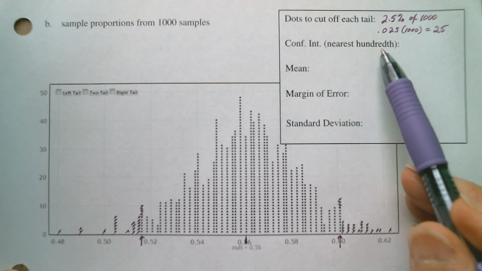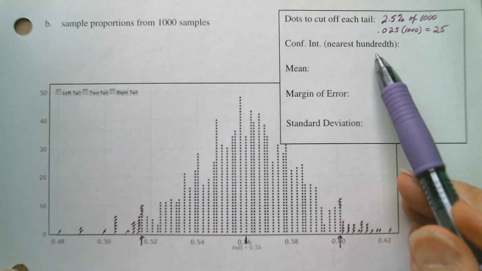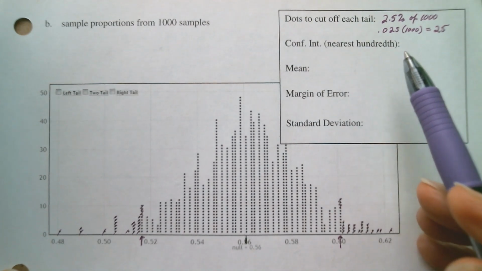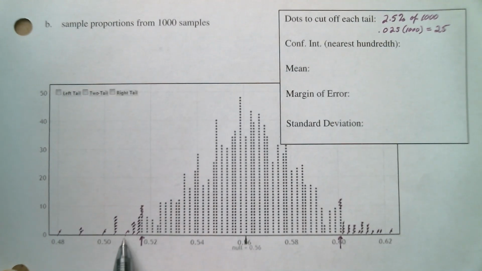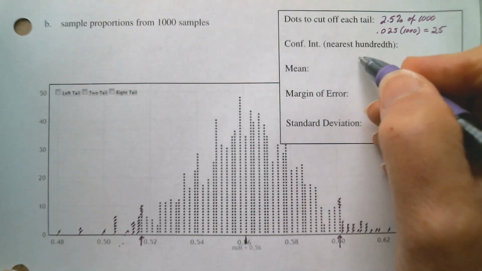And we're rounding to the nearest hundredth, so our estimated confidence interval is, let's see, 0.51 would be about here, so we're definitely closer to 0.52. Right? 0.51 would be about there. So our estimated confidence interval is 0.52 to 0.60.